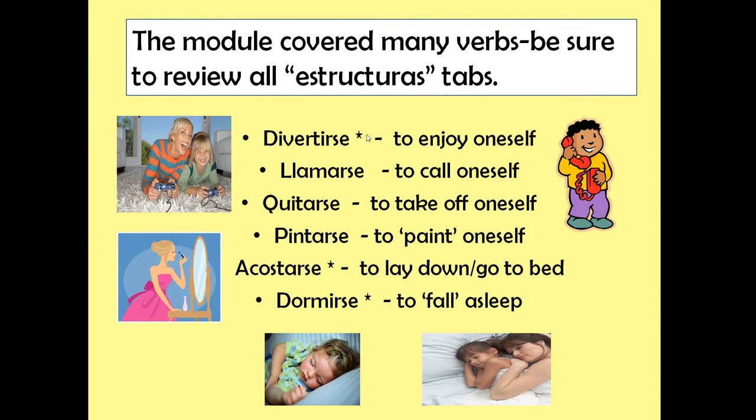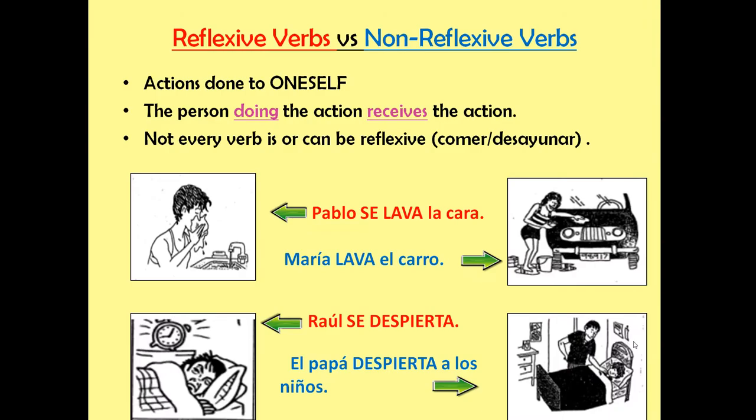On this presentation, you'll notice there's little stars by some of them. Those stars mean that it is a verb that is stem changing, and again, you should know what that means, but the verb is stem changing also, besides being reflexive. So we're going to go ahead and keep looking.